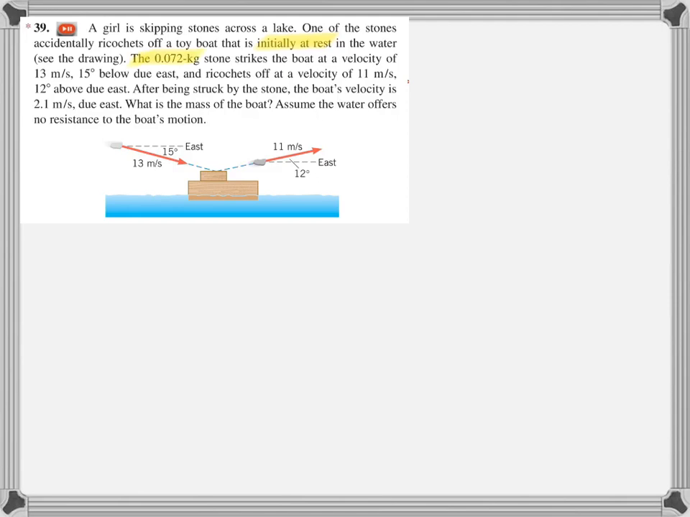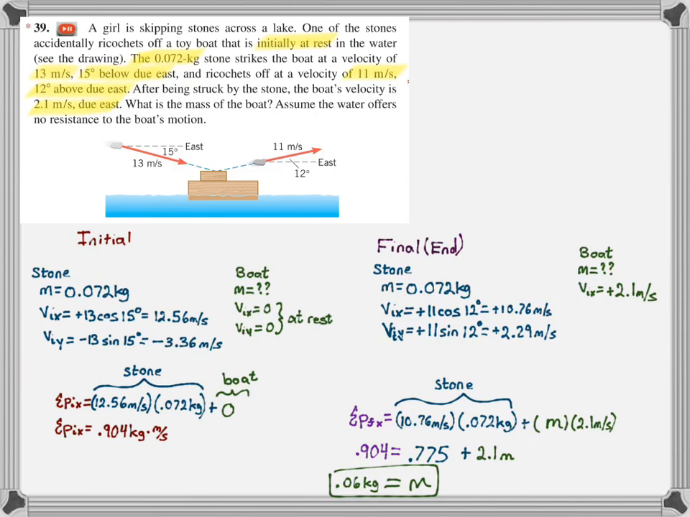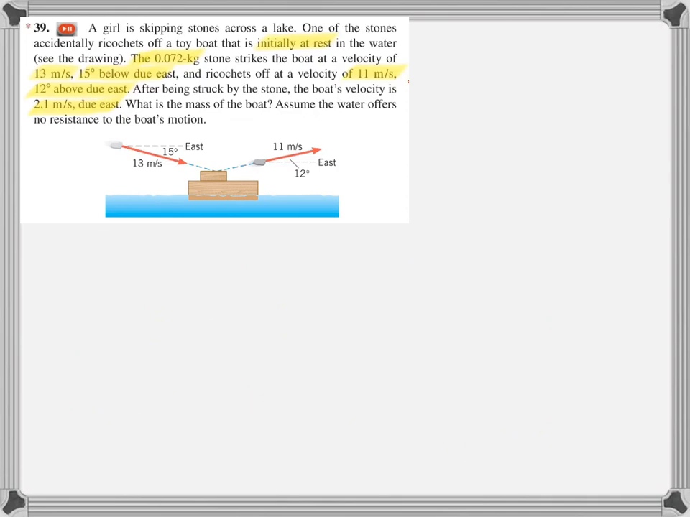The 0.072 kilogram stone strikes the boat at a velocity of 13 meters per second, 15 degrees below due east, which is shown in the picture, and ricochets off at a velocity of 11 meters per second, 12 degrees above due east, also shown by the picture. After being struck by the stone, the boat's velocity is 2.1 meters per second due east, and it's asking what is the mass of the boat, and assume the water offers no resistance to the boat's motion.